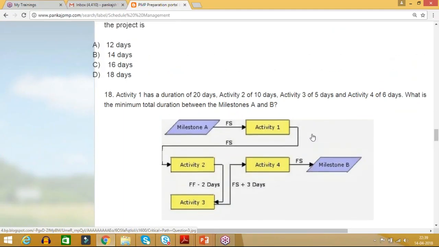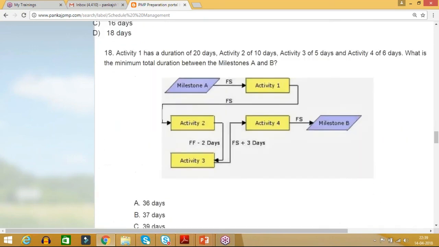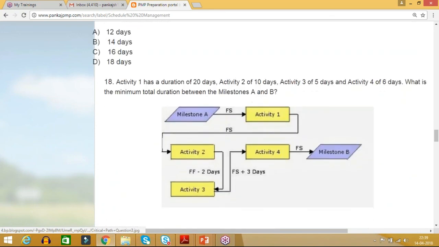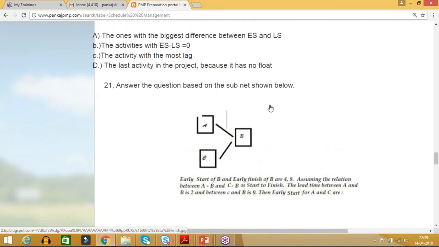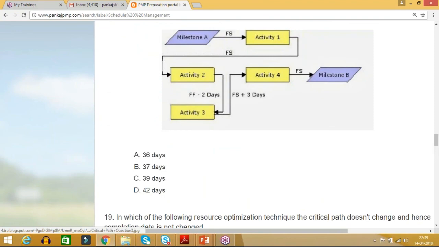Try 18th first. In sequence, first do 18th, then you can do 17 and 16. And there is one question here on start to finish. You can try this also. So 18, 17, 16, and 21.